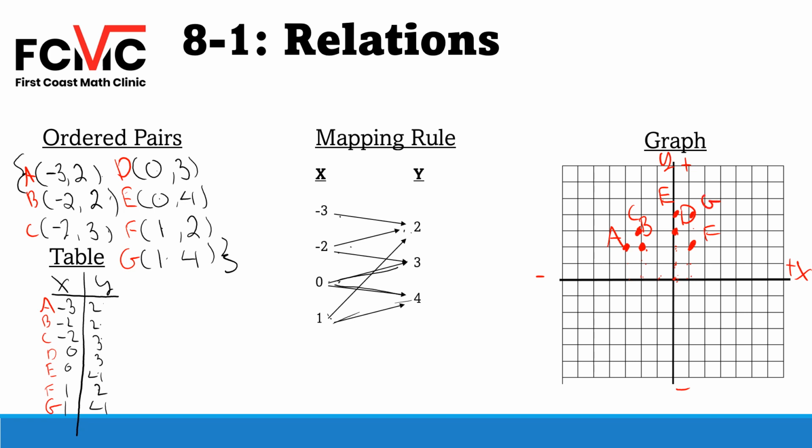Okay, so points got a little crowded there, but that's our relation as an ordered pair, a table, a mapping rule, and a graph. All right, so this was lesson 1, relations, from unit 8, functions.